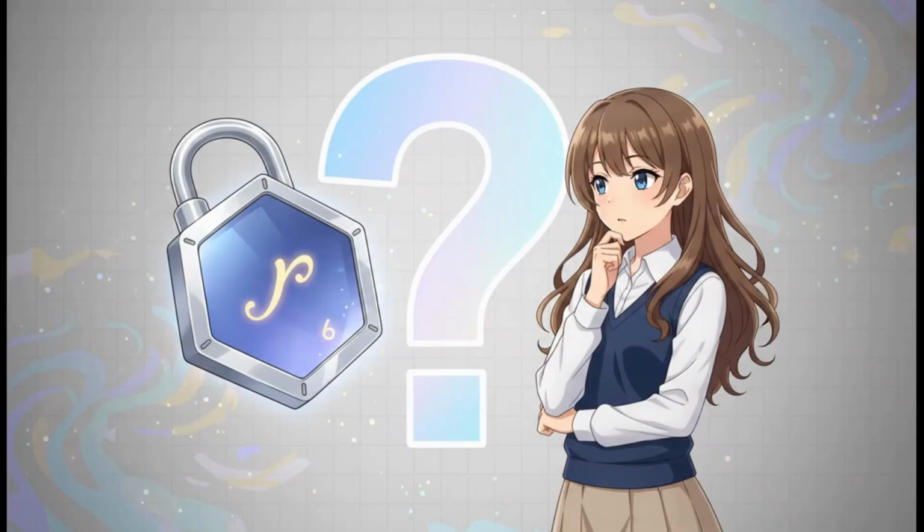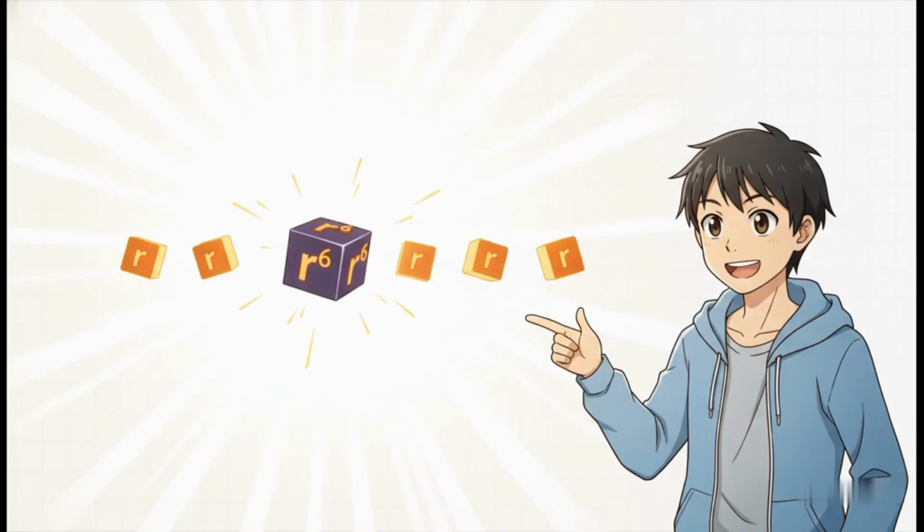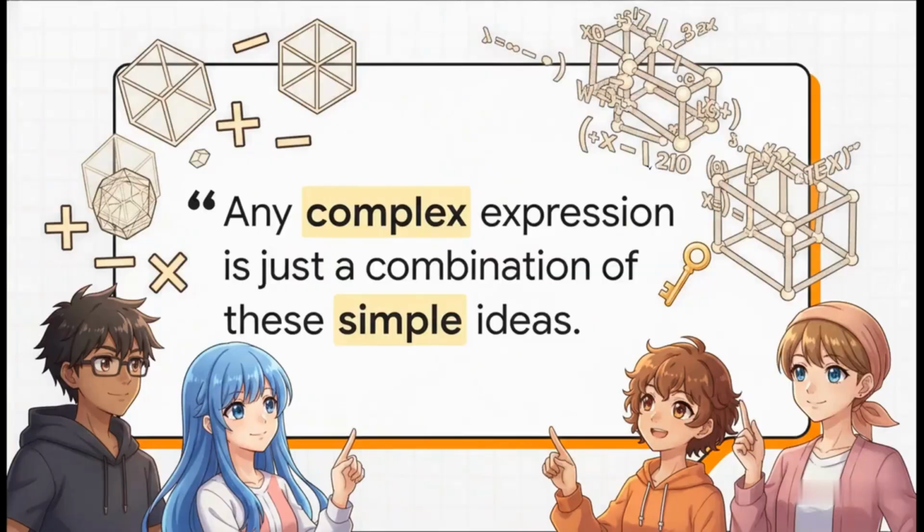And of course, this works in reverse too. So if you see something like r to the 6th power, you now know exactly what that shorthand is telling you. Yep, it's just r multiplied by itself 6 times over. See? The code isn't so scary once you know the rules. You can read it forwards and backwards. And that's really the whole secret right there. Even the most complicated, intimidating-looking expressions, like that one we saw at the very beginning, are just built from these few simple, logical ideas we just walked through.